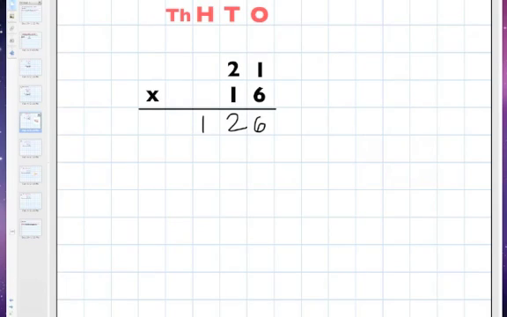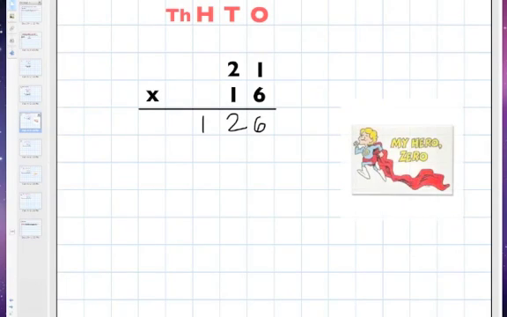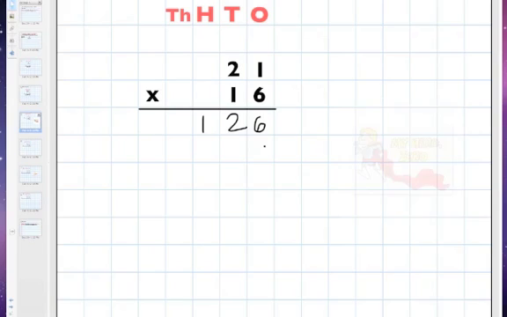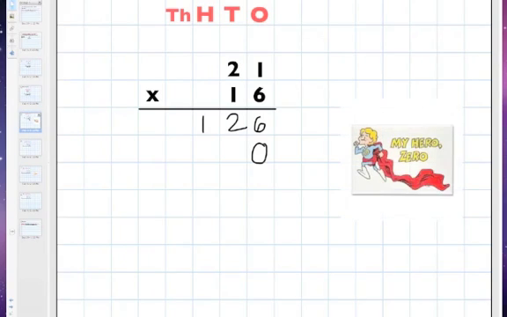We need to bring in a hero, and my hero is 0. What we need to do is when we distribute among that tens place, we're going to put in a placeholder, a 0 in the ones place, so that when we start distributing, we start in the tens place. Now we can go ahead and distribute. 1 times 1 is 1, and 1 times 2 is 2.